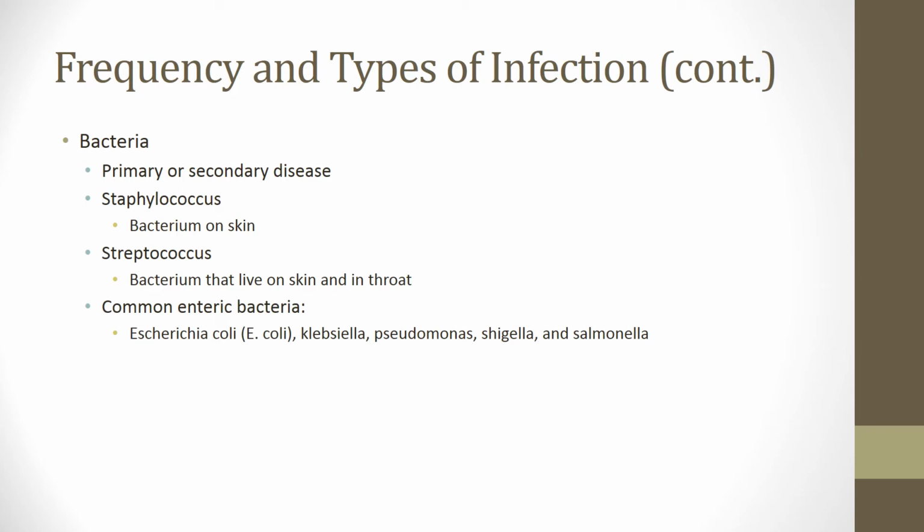Pseudomonas is notorious for infecting wounds, and a Pseudomonas infection will not look very good. You will see green exudate, pussy exudate production, and foul odor. Although Shigella and Salmonella usually are not found in the intestinal tract, Shigellosis can still happen, and Salmonella infection also can happen.